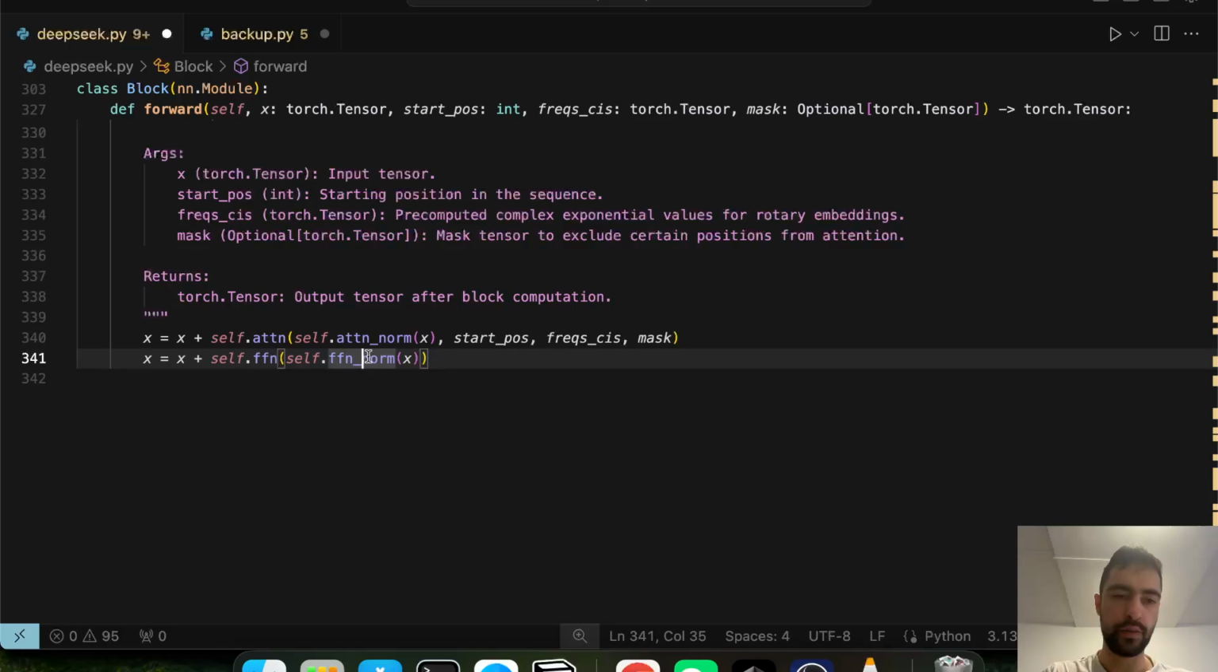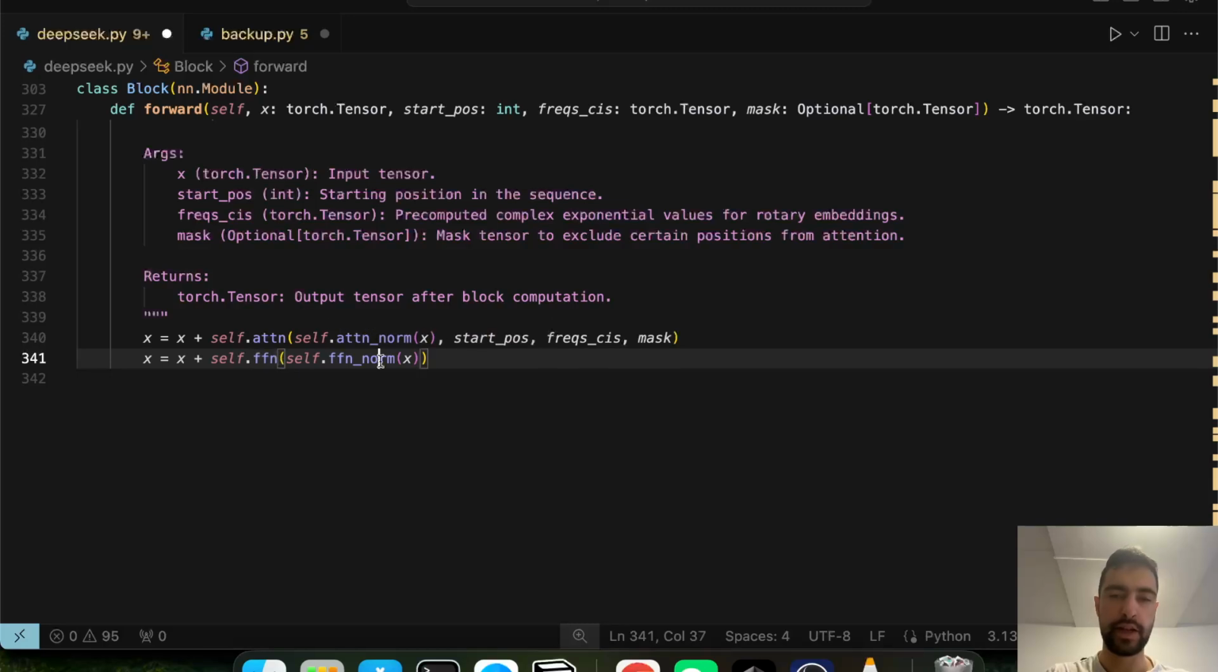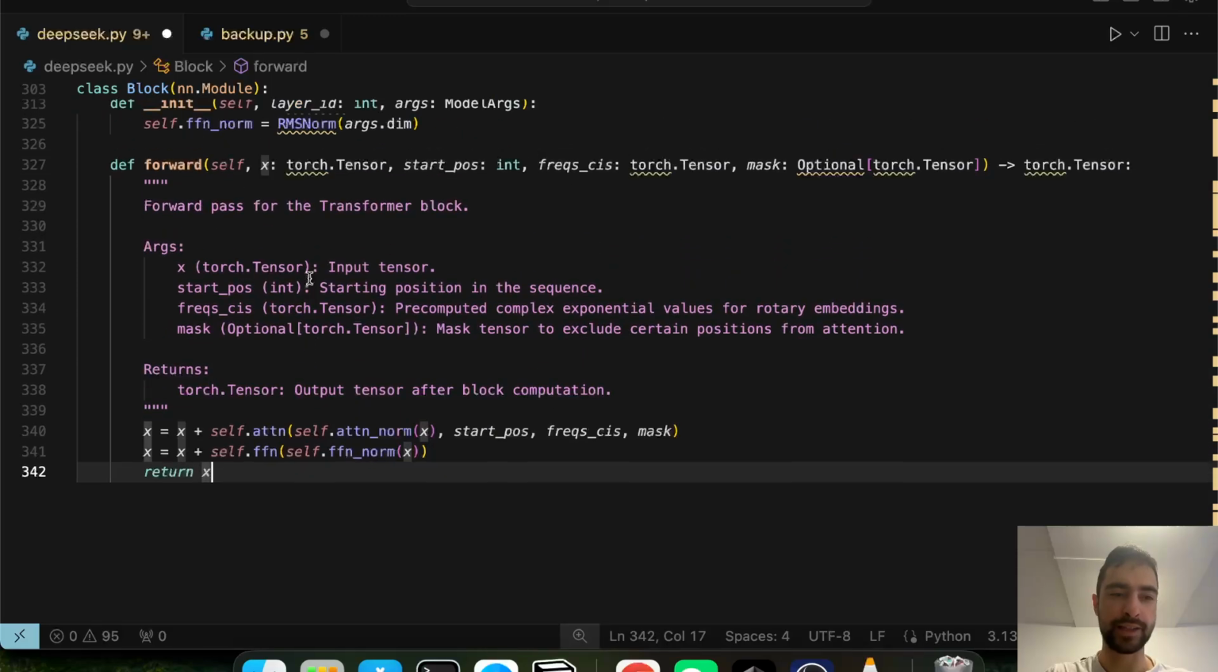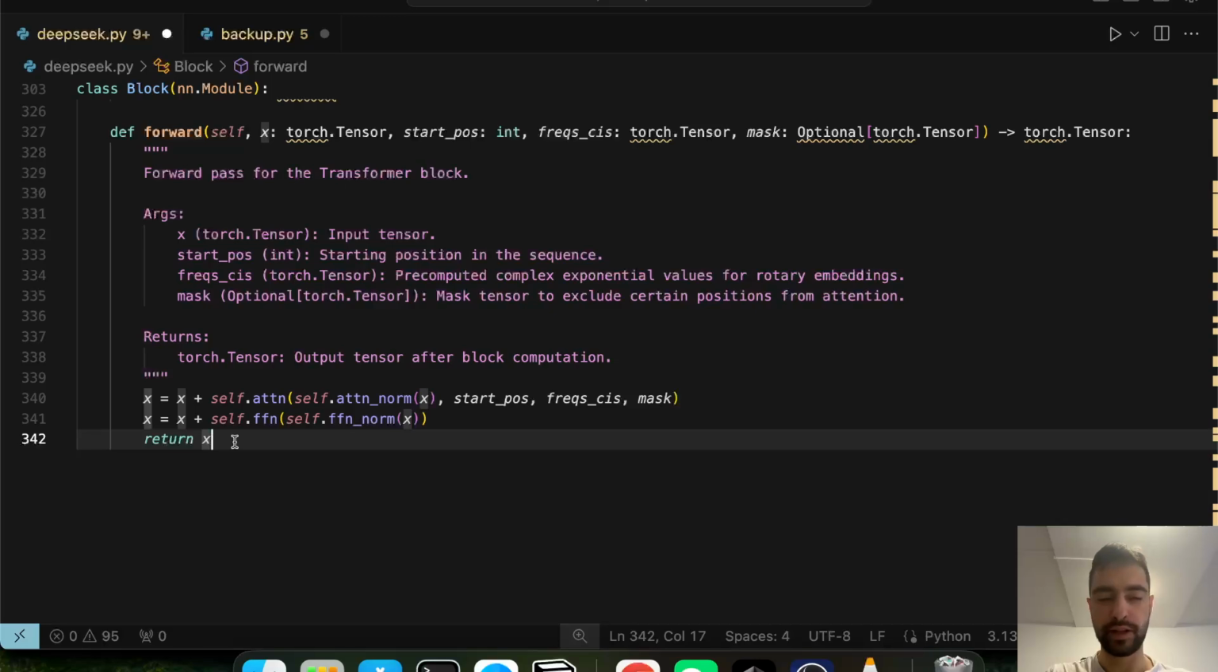So then we normalize X again, and we do normalization before the layers. It turned out to be better that way. I think in the 2017 paper they normalized after these layers. Okay, and then pass through the FFN, and then just return X. So that's going to be a block, or one layer of our DeepSeek R1.